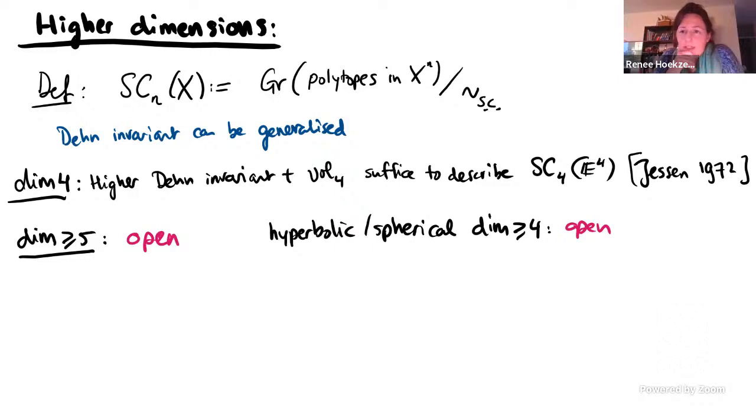And it was shown in 1972 by Jessen that this higher Dehn invariant and the 4-volume suffice to describe the scissors congruence group in four-dimensional Euclidean space. However, in higher dimensions, Euclidean space is still open, and also in hyperbolic or spherical geometry, this is still open for dimensions 4 and higher.